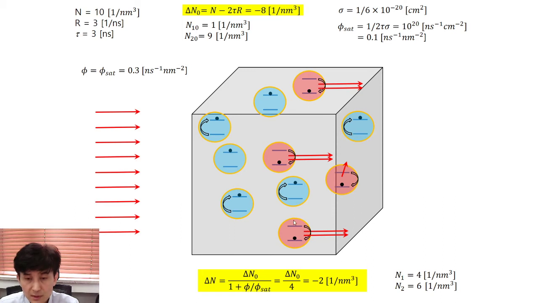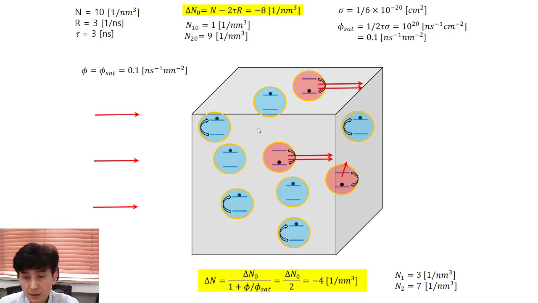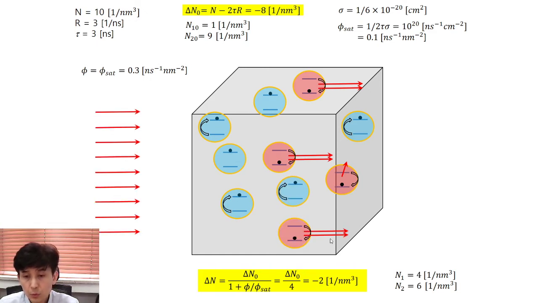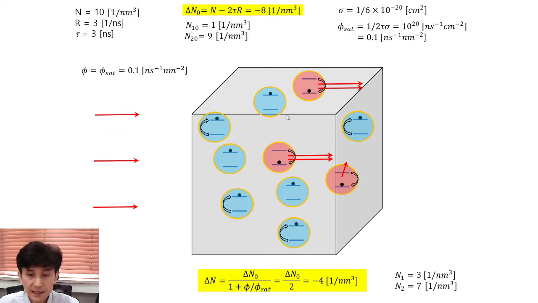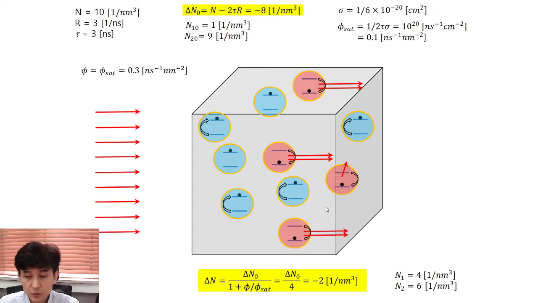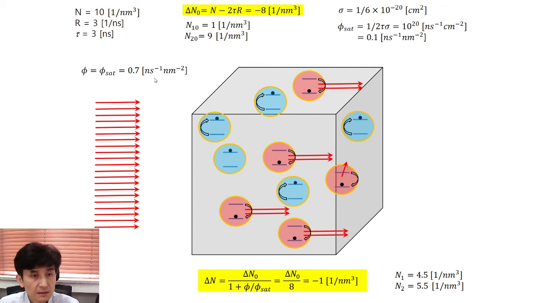So as we have more stimulated emission effect inside of this volume, the number of ground state atoms is increased from 3 to 4, and the number of excited state atoms is decreased from 7 to 6. So total delta N becomes -2 per nanometer cube. If we increase, this is a mistake again.